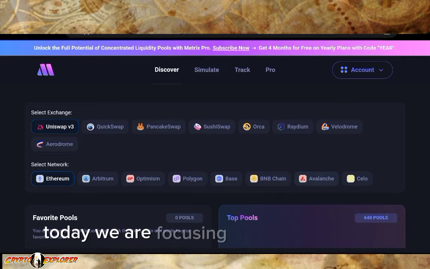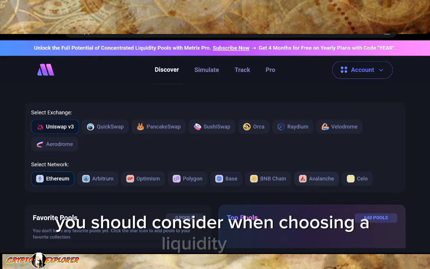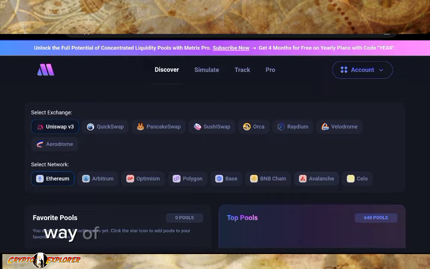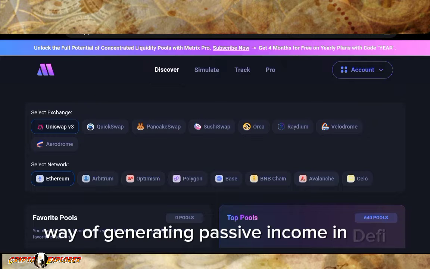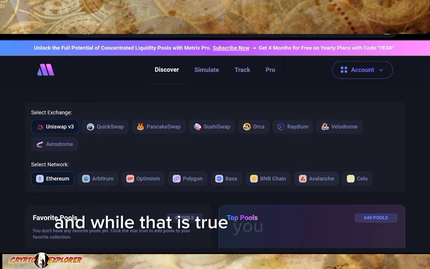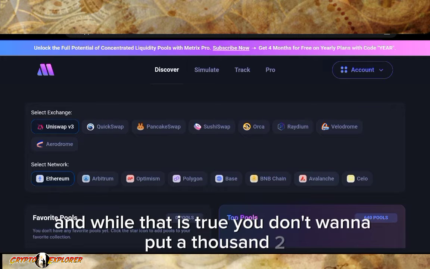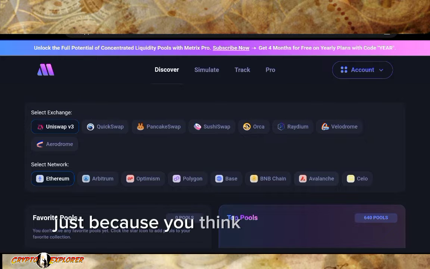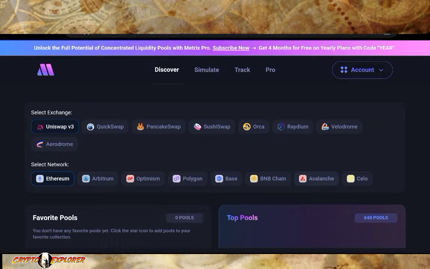Today we are focusing on the main points you should consider when choosing a liquidity pool. Maybe you came across this highly profitable way of generating passive income in DeFi, and while that is true, you don't want to put $1,000, $2,000, $5,000 into a liquidity pool just because you think it's paying high APRs. So if you are considering starting your DeFi journey by providing liquidity, this is the video for you.